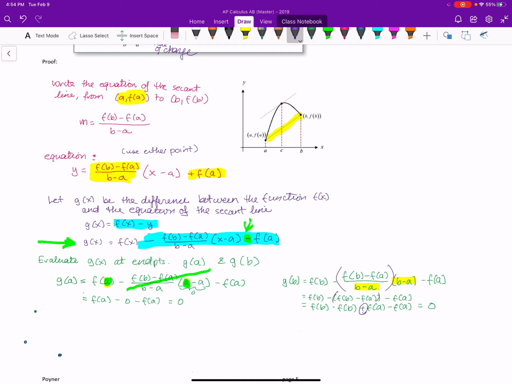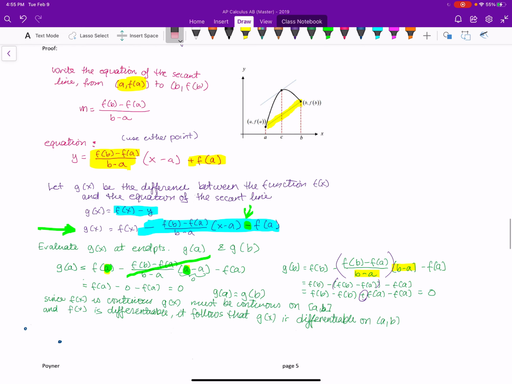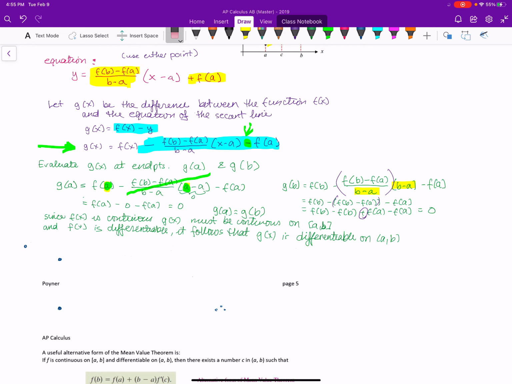So now we have g of a and g of b are both equal to 0. That means that g of a is equal to g of b, which is one of the conditions for Rolle's theorem. So for me to apply Rolle's theorem, I need to have the y values at the endpoints equal to each other, and I need to have differentiability and continuity. But since f of x is continuous, it follows that g of x must also be continuous on the closed interval. And if f of x is differentiable, because we're using another differentiable function to do it, we can also assume that g of x is differentiable. So now we have all of the conditions for Rolle's theorem.